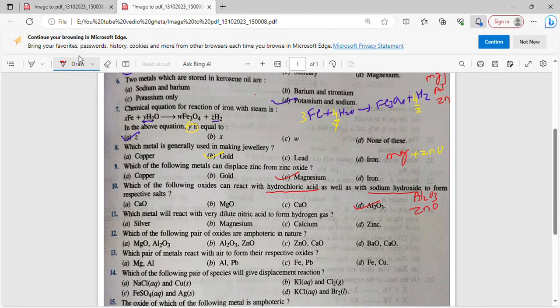Which metal reacts with very dilute nitric acid to form hydrogen? See, magnesium and manganese give hydrogen gas with dilute nitric acid. So remember this: manganese, Mn, and magnesium. These are the two metals which produce hydrogen gas with very dilute nitric acid. Only that is the case, remember.